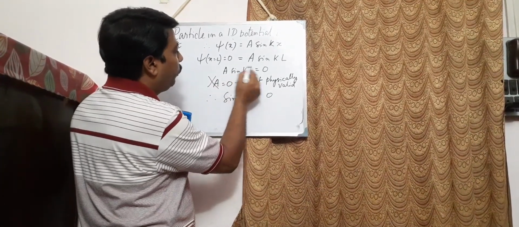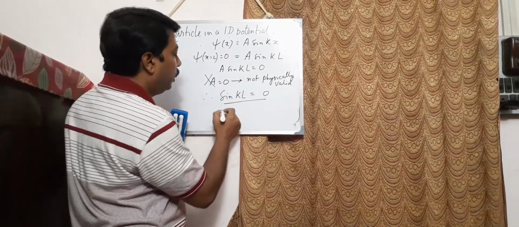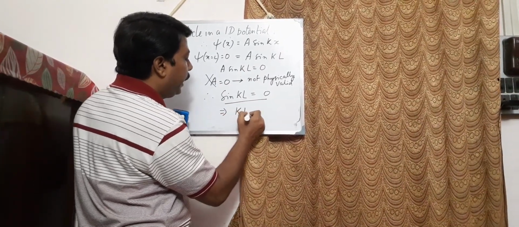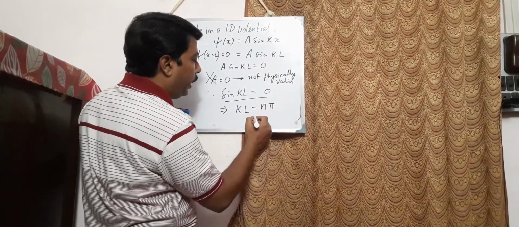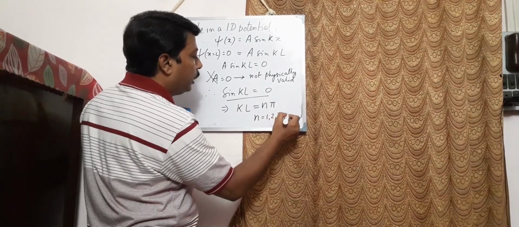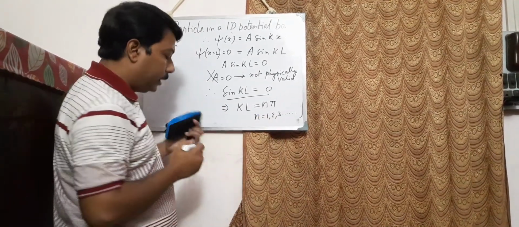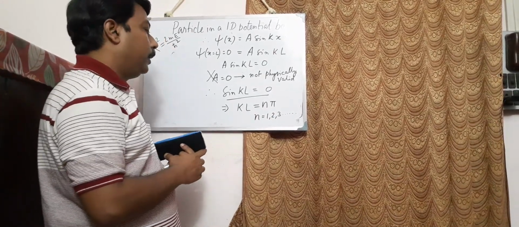So the only other way you can make this solution valid is sin kL equal to 0, which implies kL is equal to n pi, where n can have values 1, 2, 3, etc. So all integers starting from 1, n can have these values.